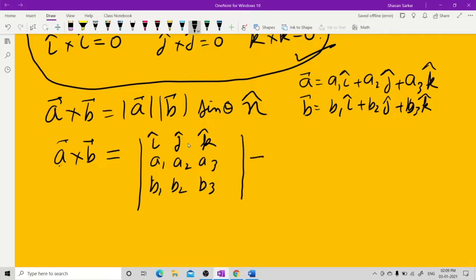Now you will put a plus, minus, plus sign on this I cap, J cap, and K cap. Write I cap, hide this row and hide this column. What are you seeing? You are seeing A2, A3, B2, B3. Isn't it? Now put a minus sign because there is a minus here.